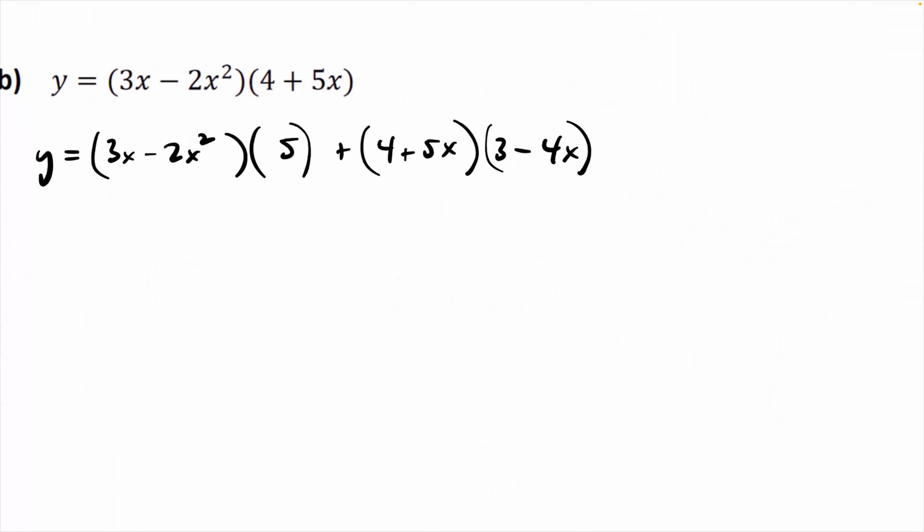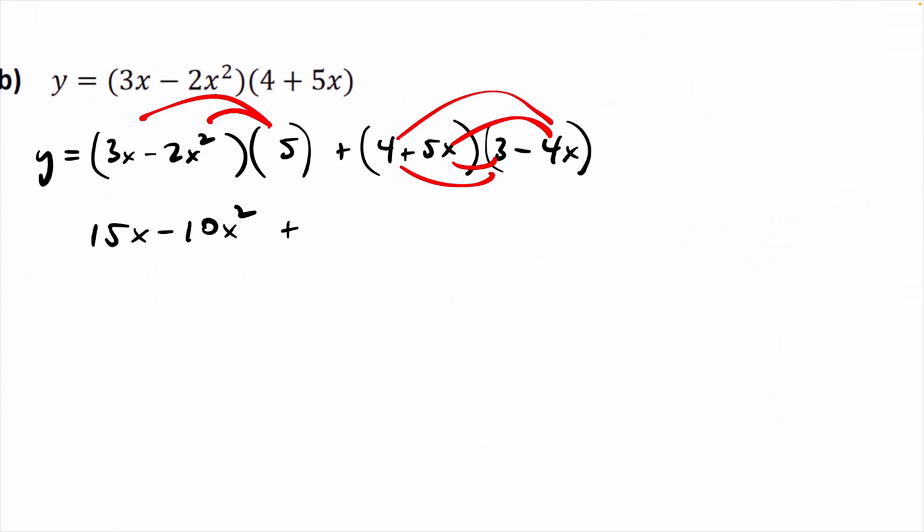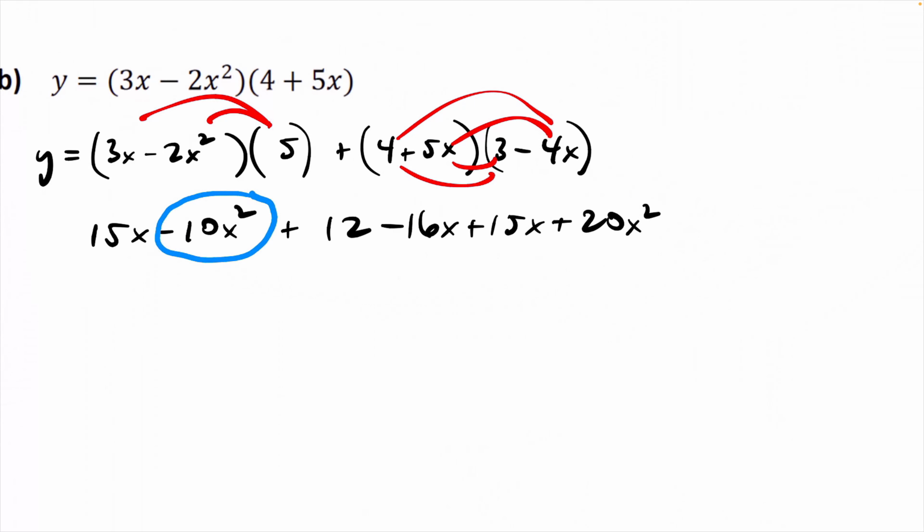Oh, and then probably should distribute here and distribute here first. Outer, inner, last. So I get 15x minus 10x squared plus, and then over here I get 12 minus 16x plus 15x plus 20x squared. Yes, 20x squared. Combine like terms? Minus 20. Minus 20x. There we go.